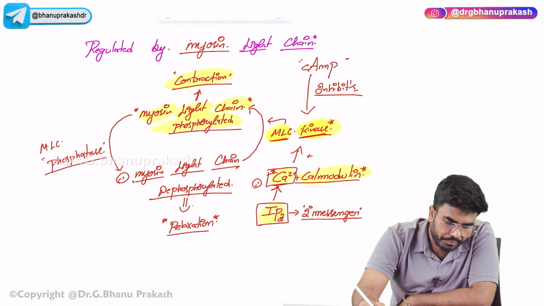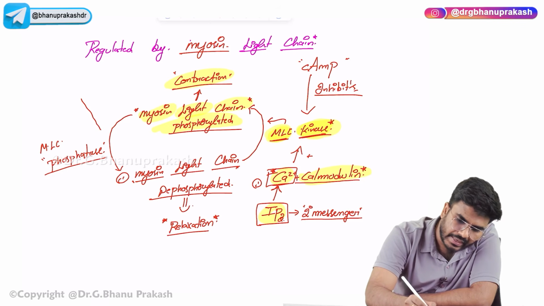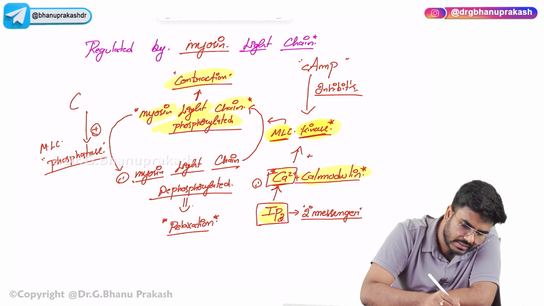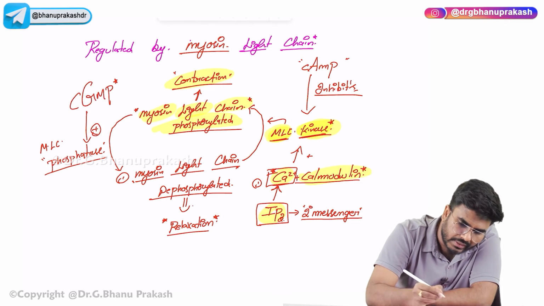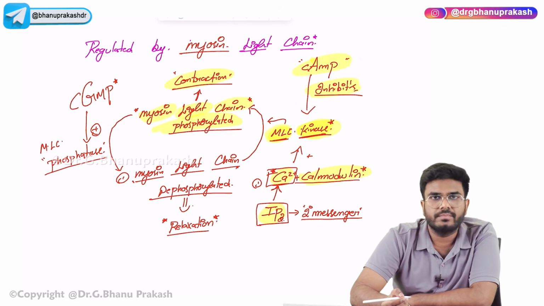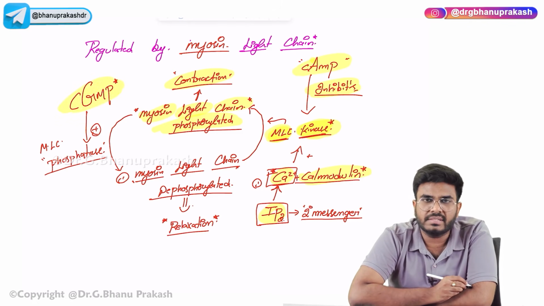Next, who activates this myosin light chain phosphatase? cGMP. See, here I have written the cAMP. Look here carefully. The cAMP, it's a secondary messenger. cGMP, cyclic GMP, it's a secondary messenger. Okay, it's a secondary messenger.